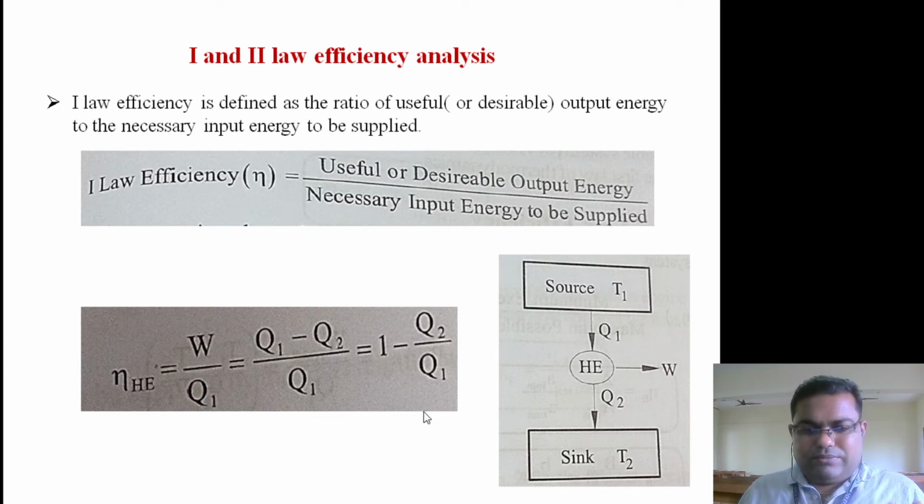So it is basically talking about the quantities. Q2 will have its own magnitude and Q1 will have its own magnitude. It's basically a quantitative measurement of the effectiveness. All right.